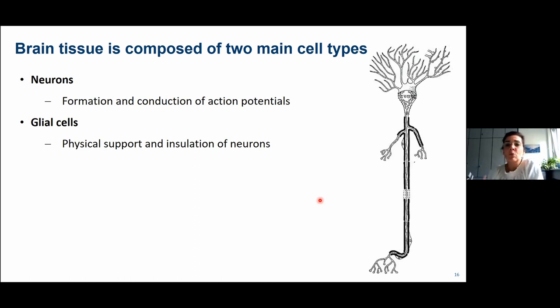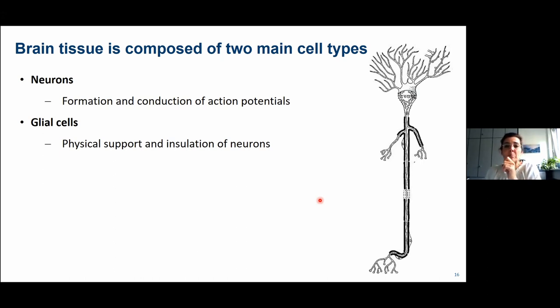And then, of course, we also have blood vessels, just the same as any other organ in the body, and the brain is also covered by epithel, by a skin.